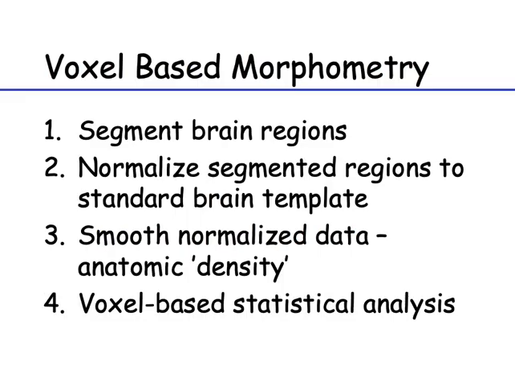And the main steps associated with voxel-based morphometry are to first segment the images, then spatially normalize these segmented images to some sort of standardized brain template. We then smooth the normalized data to generate a map of anatomic density, and then do statistical analyses at the voxel level.